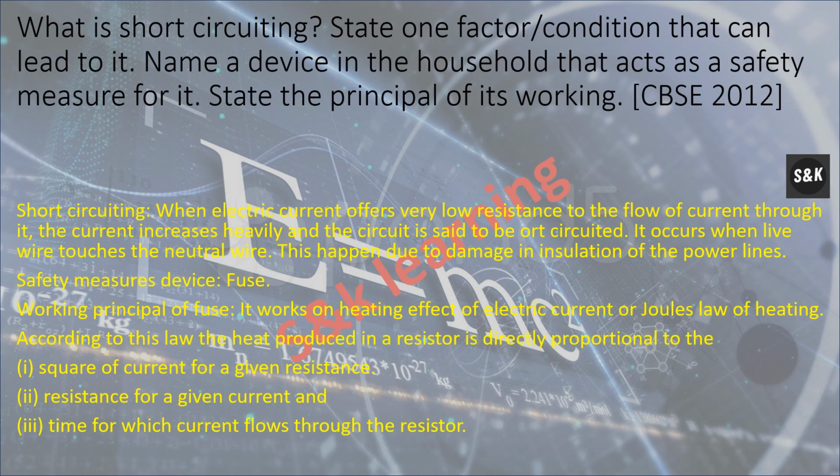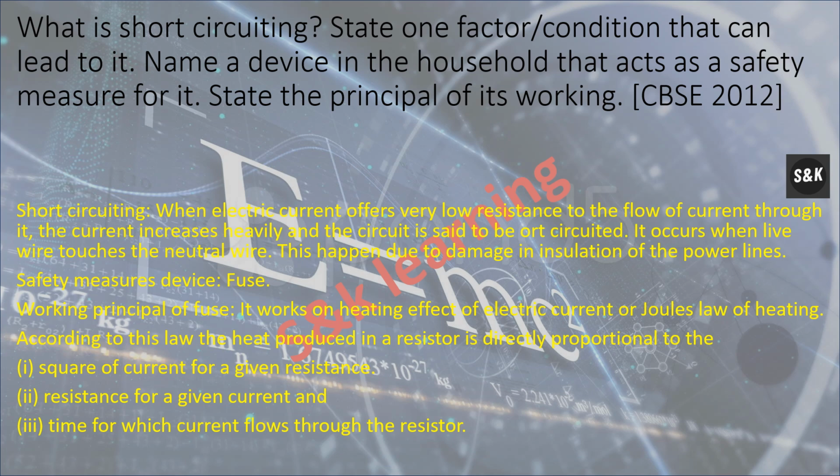What is short-circuiting? State one condition that can lead to it. Name a device in the household that acts as a safety measure for it. State the principle of its working. Short-circuiting is when the electric circuit offers very low resistance to the flow of current through it. The current increases heavily and the circuit is said to be short circuited. It occurs when the live wire touches the neutral wire. This happens due to damage in the installation of the power line.